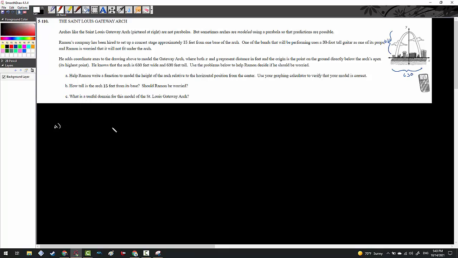So we have to write a function that models the height of the arch. I'll go ahead and redraw this parabola so that it looks a little bit more math-like. The arch looks like this. With the St. Louis Arch being 630 feet tall, I can call that coordinate safely (0, 630). And then the x-intercepts here, I can safely call those (315, 0) and (-315, 0). And now from here, this is going to help me write the equation of the arch.